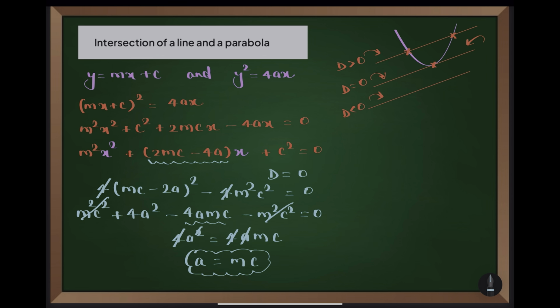Okay, this means that a should be the product of these two things, m and c. Then the straight line y equals mx plus c will behave as a tangent to this curve. I hope the idea is clear.